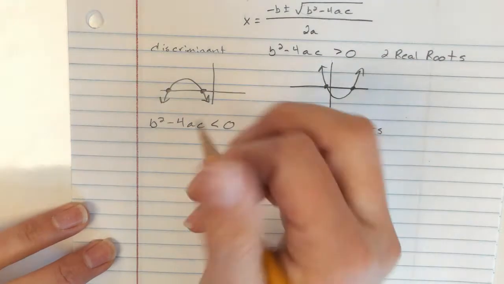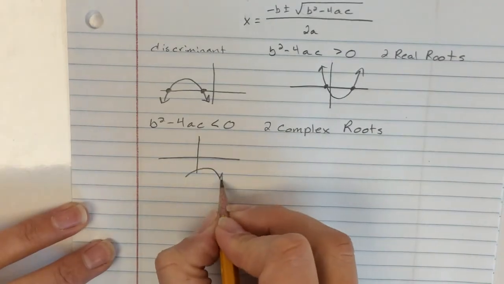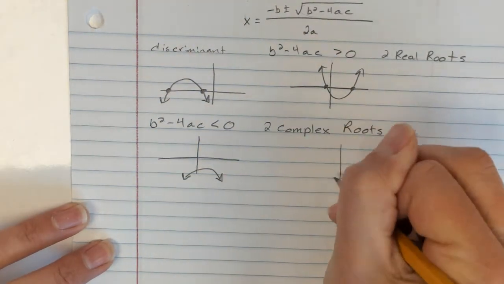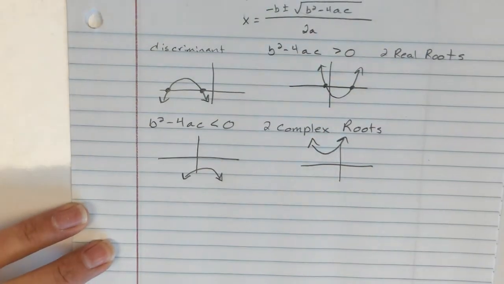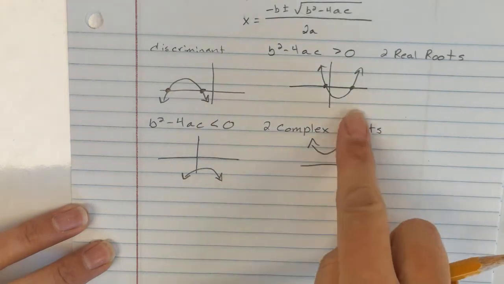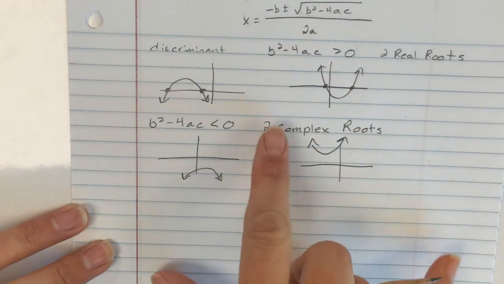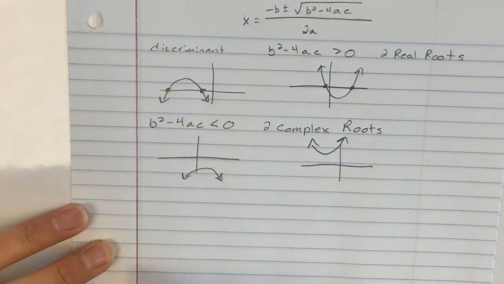Okay, if I have 2 complex roots, that means as far as the graph goes, I am either below the x-axis facing down, so I never cross the x-axis, or I am above the x-axis facing up. Okay, wherever those things are shifted to. But I'm either below it facing down or above it facing up, which means I am never going to cross the x-axis. And again, this discriminant value does not tell us anything about where those are.